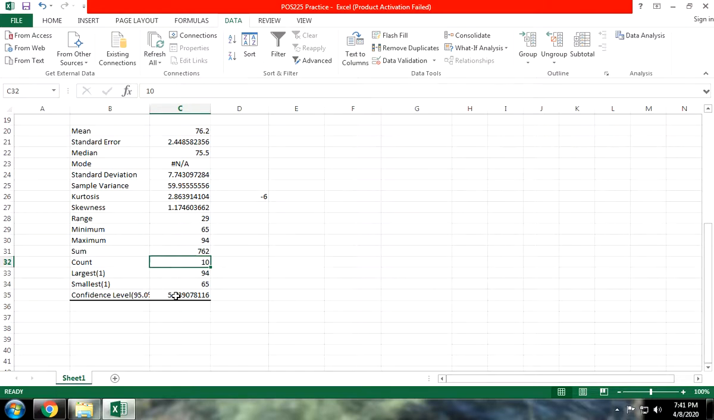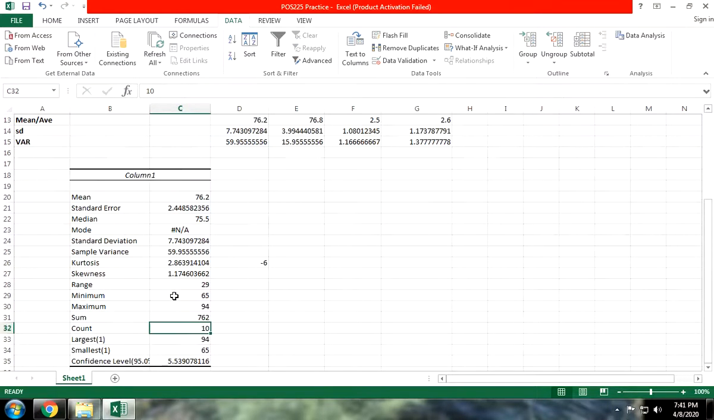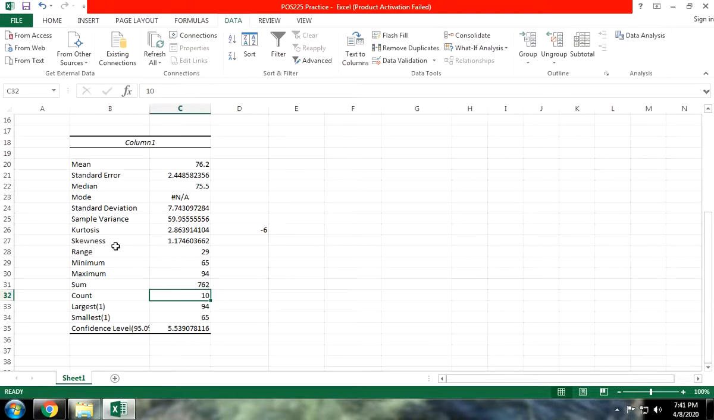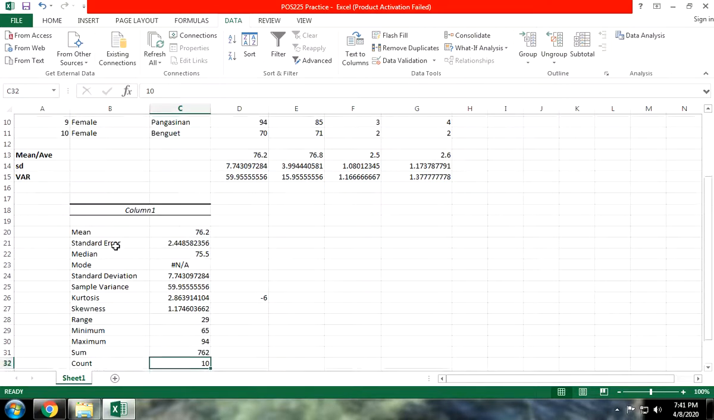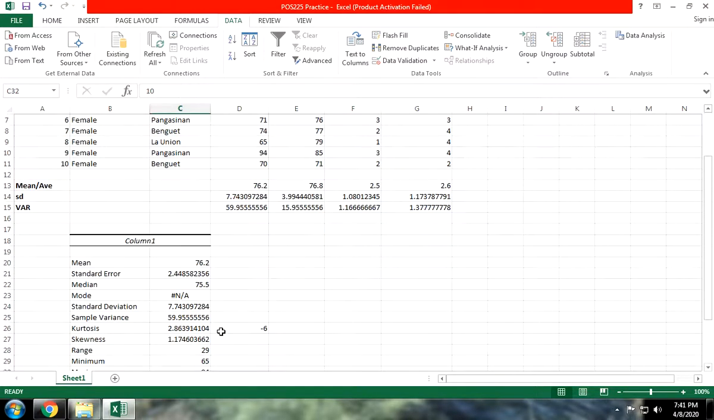Then the confidence interval, I'll explain it soon. So that's how we compute important concepts, especially when we do descriptive statistics in Excel. That's all. I think that's all. Thank you.